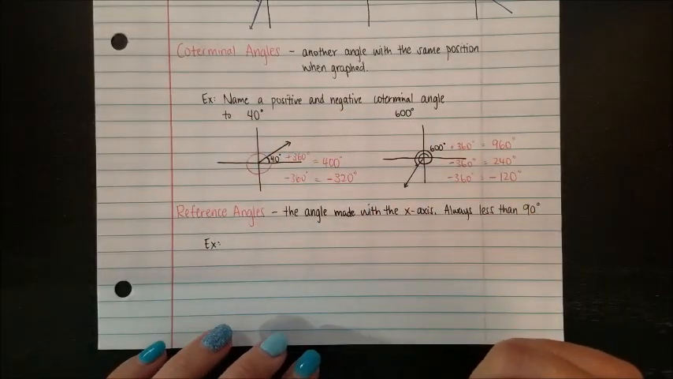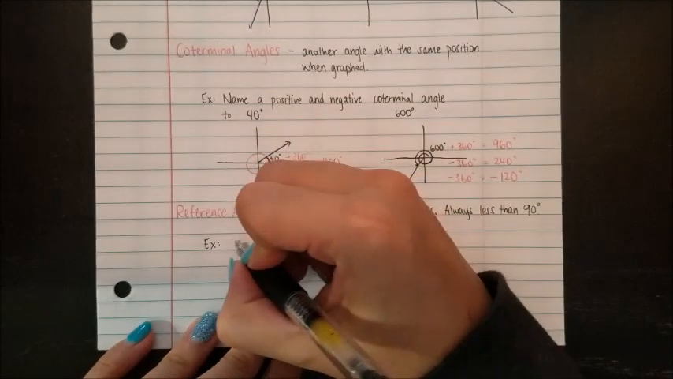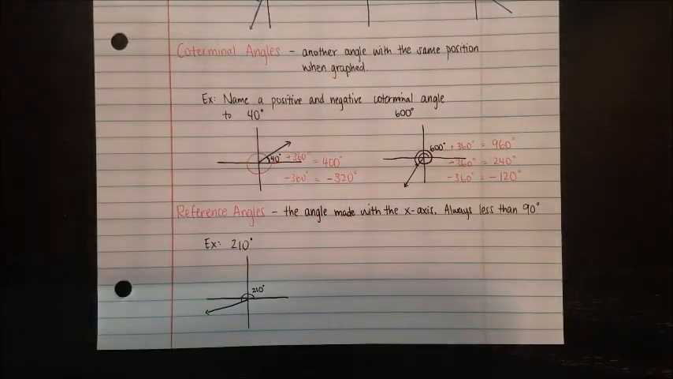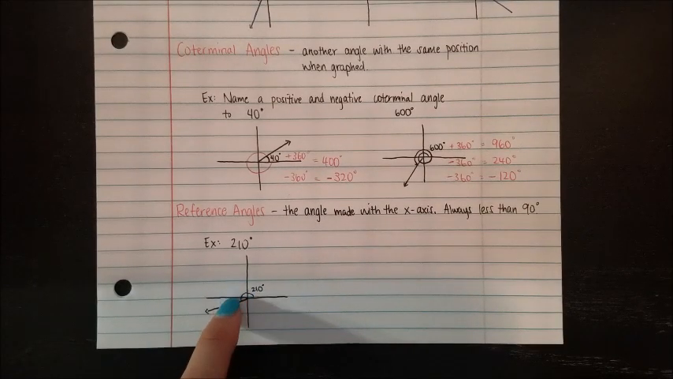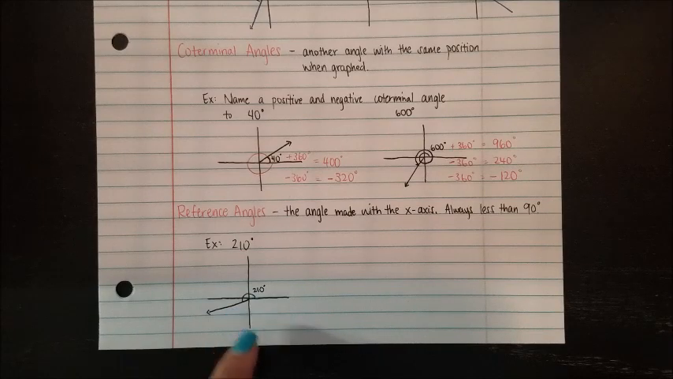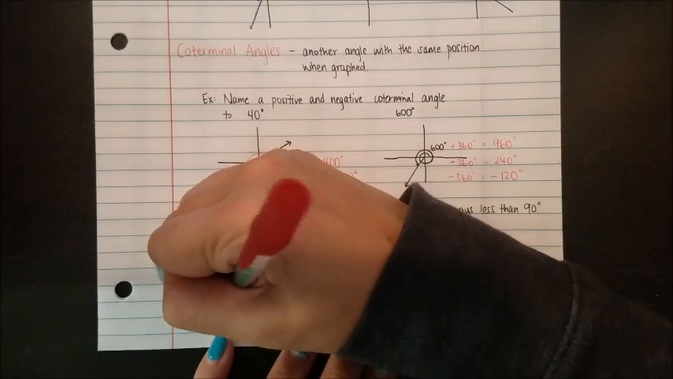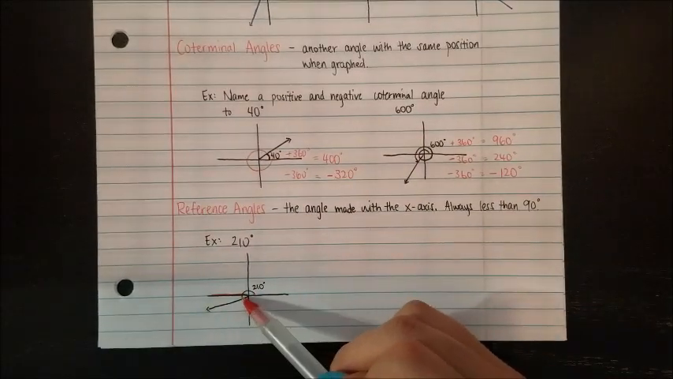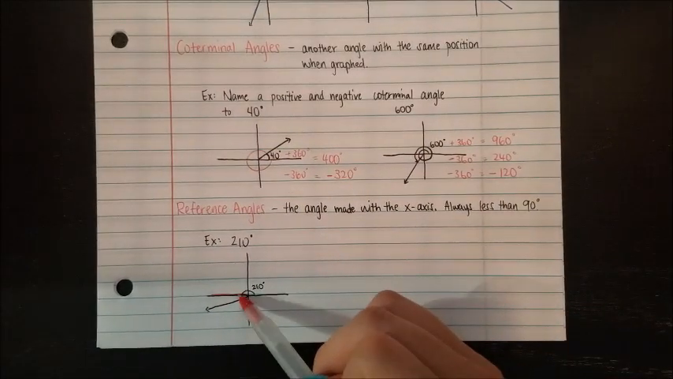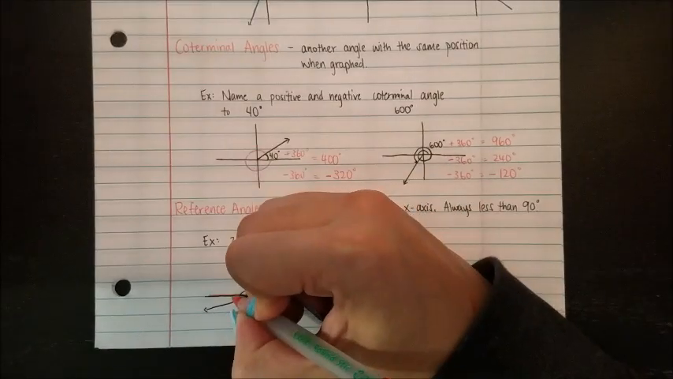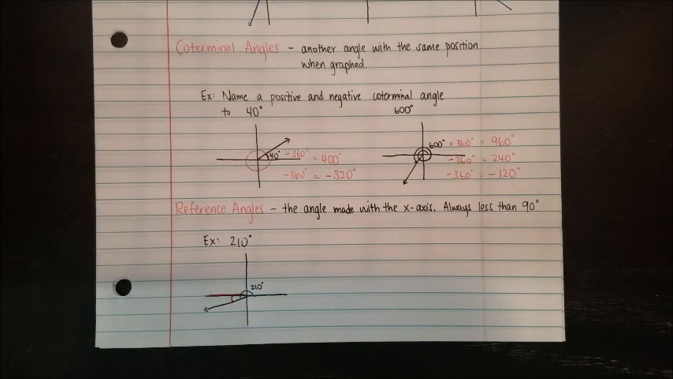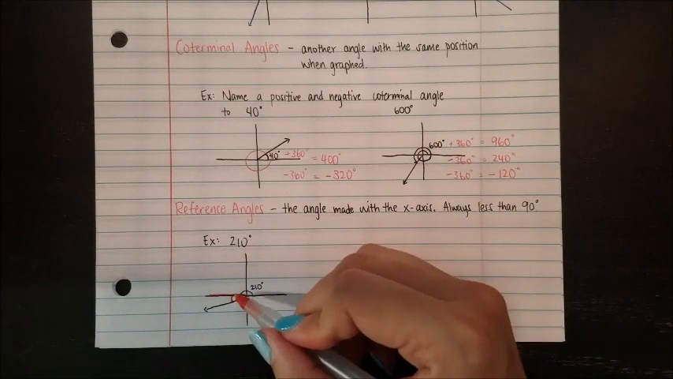So let's say we're looking at the angle 210 degrees. First, let's graph it out. So here's my graph of the angle, going over 180 and then a little bit more. First, this is the x-axis that's the closest to my angle. Not this one on the side, but this one right here. So I want to know this angle right here. That's my reference angle.